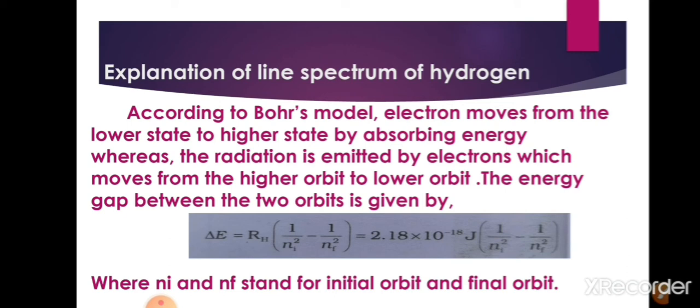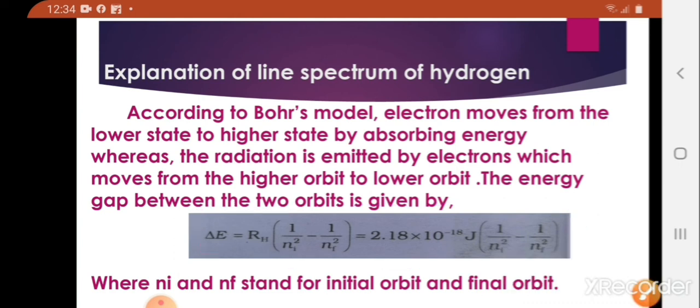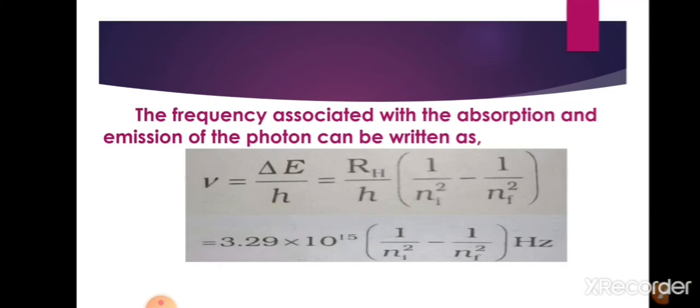Hence, we can rewrite the equation as delta E is equal to RH into 1 by Ni square minus 1 by Nf square, that is equal to 2.18 into 10 raised to minus 18 into 1 by Ni square minus 1 by Nf square, where Ni and Nf stand for the initial orbit and final orbit.